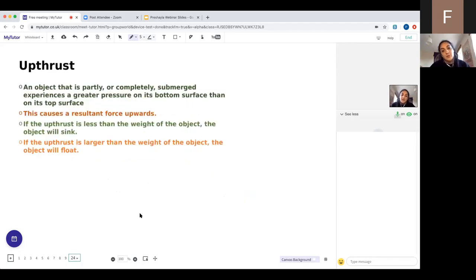Lastly, we went on to talk about upthrust, which is this idea that because an object partly or completely submerged in water experiences a greater pressure on its bottom surface than its top surface, we get a resultant force upwards. So it's forcing the object upwards. This is called upthrust. If the upthrust is less than the weight, the object sinks. If the upthrust is larger than the weight, the object floats. You need to know those two rules.